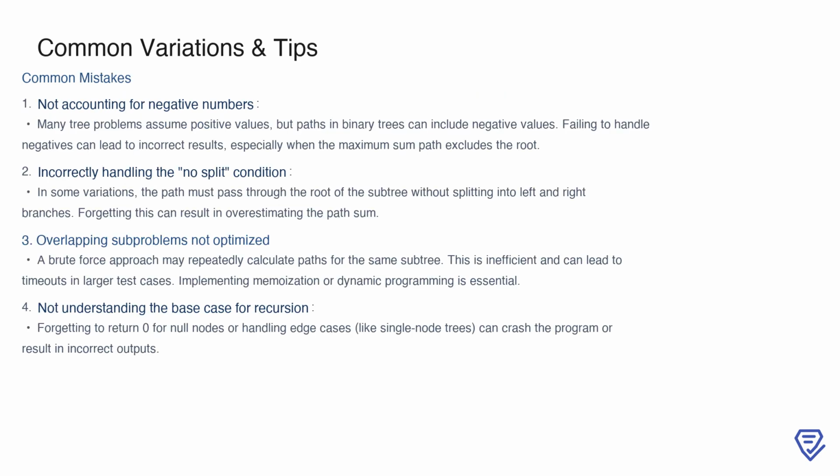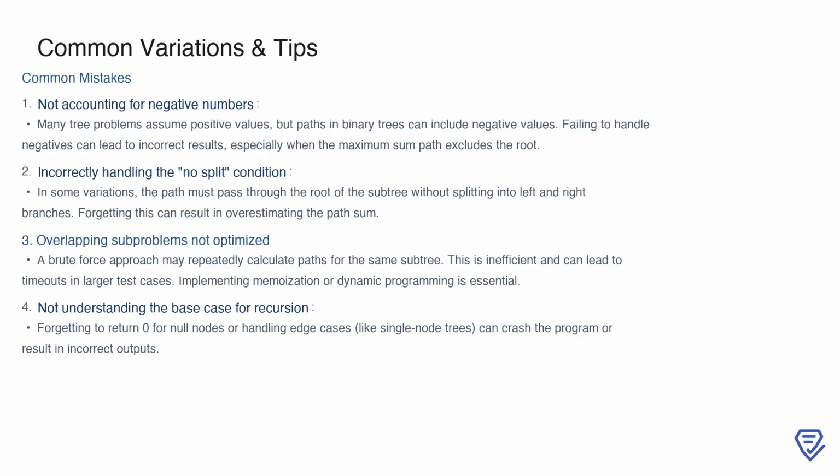When solving the binary tree maximum path sum problem, there are a few common pitfalls to watch out for. First, it's important to account for negative numbers. While many tree problems assume positive values, binary trees can include nodes with negative values. This means the maximum path sum might exclude the root or certain branches entirely. Ignoring this can lead to incorrect results.